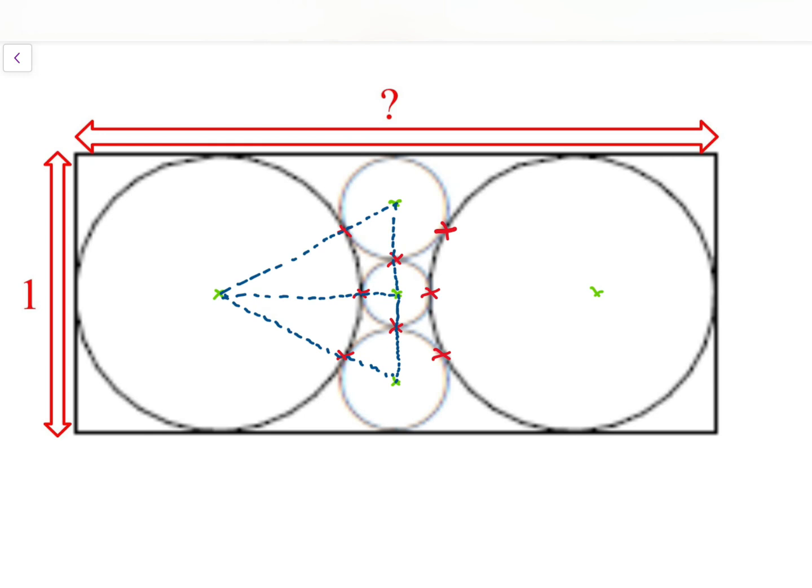The reason is this. For the big circle at the left, the radius is actually computable. It's actually 1/2. The reason is that the shorter length of the rectangle is exactly the same as the diameter. So it's 1/2. And so we have 1/2 for the parts between the green dot at the left and the 3 red dots as the tangent points.